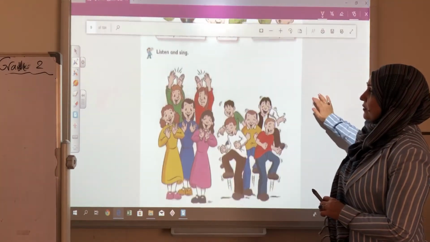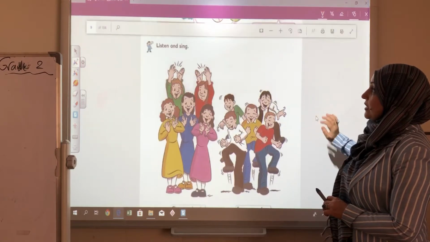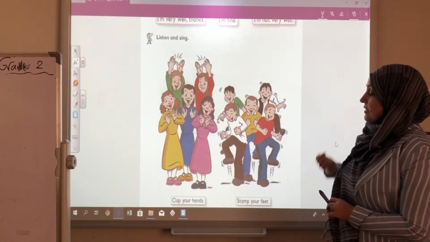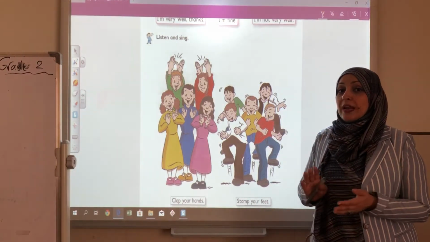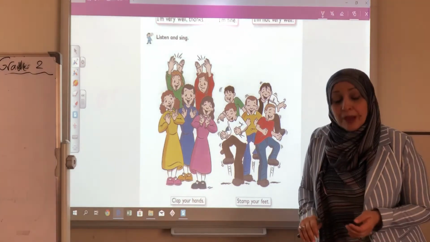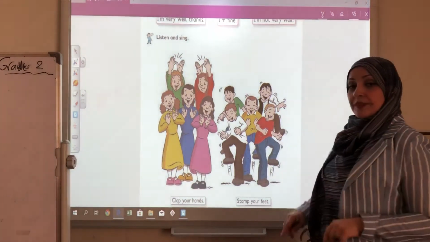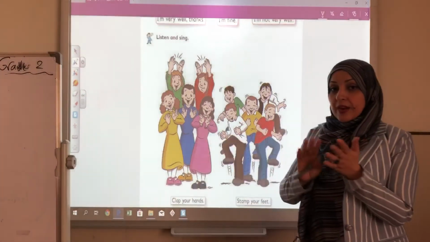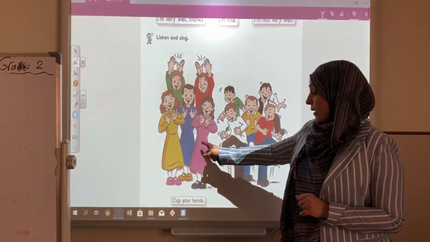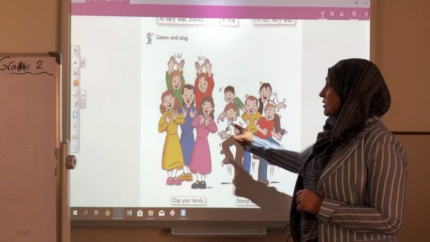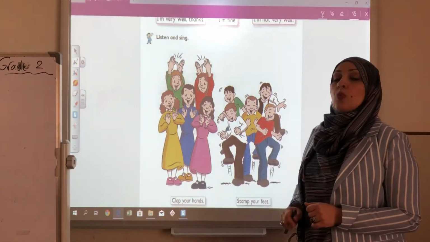Now look at this picture. What we have here? It's a song. Do you remember the song about if you're happy and you know it, clap your hand? Yes, it's this one. Now listen, because here they clapping their hand and here they stamping their feet. Clap hand, stamp feet. So clap your hand now. Stamp your feet. Well done.